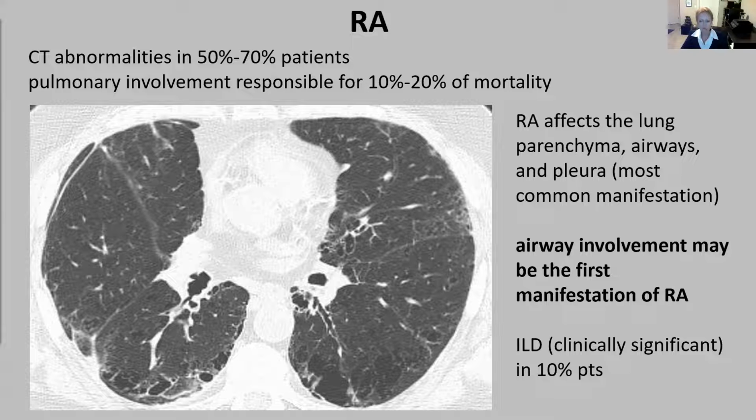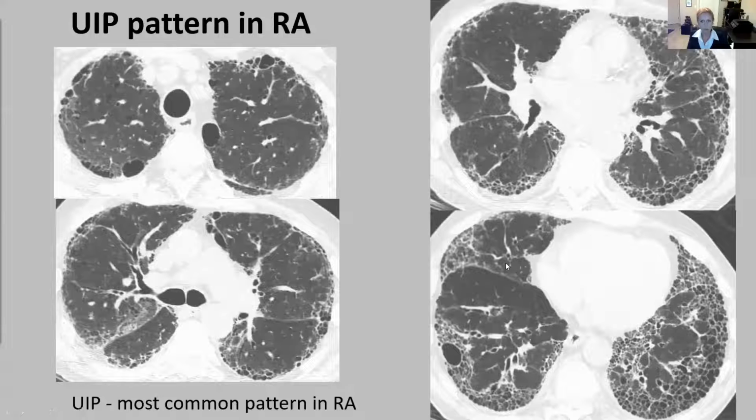Clinically significant interstitial lung disease is seen in 10% of patients, most commonly UIP pattern, and this carries poor prognosis. In this patient, we see traction bronchiectasis, reticulation, architectural distortion, and honeycombing, all peripheral and basal predominant.